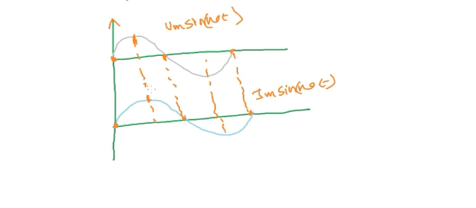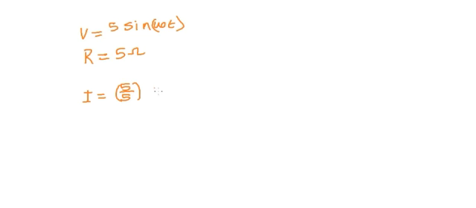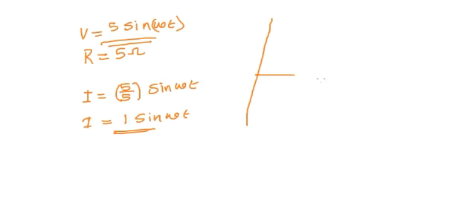Okay, let us take a value. If V is equal to 5 sin omega t and R is equal to 5 ohms, then I is equal to Vm by R, 5 volt by 5 ohm into sin omega t, that is equal to 1 sin omega t. Voltage is 5 sin omega t, current is 1 sin omega t.